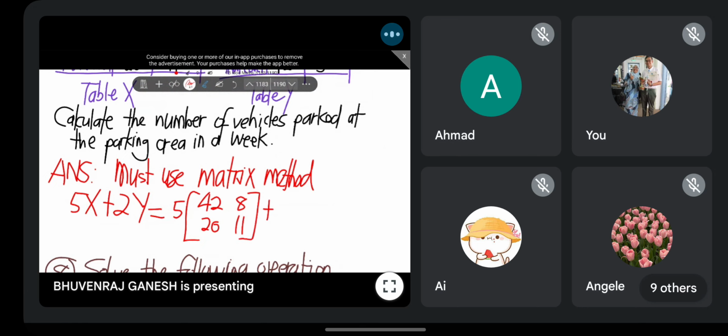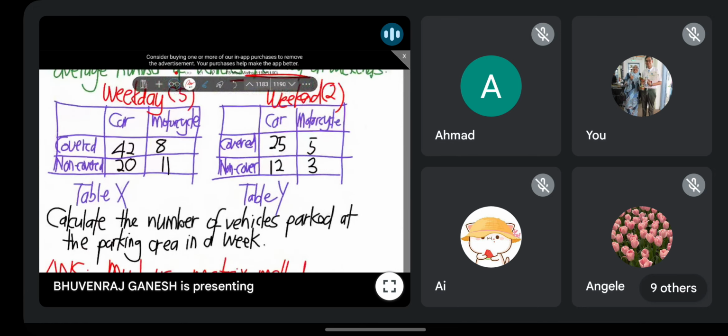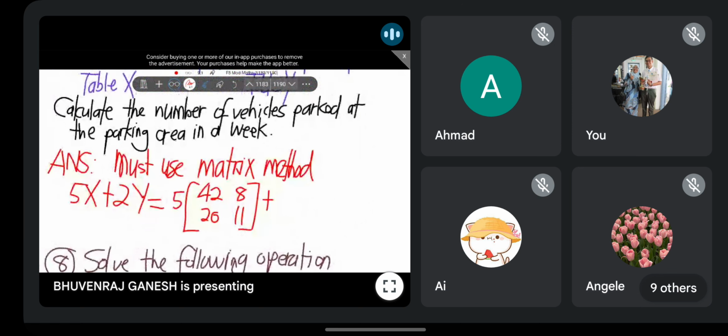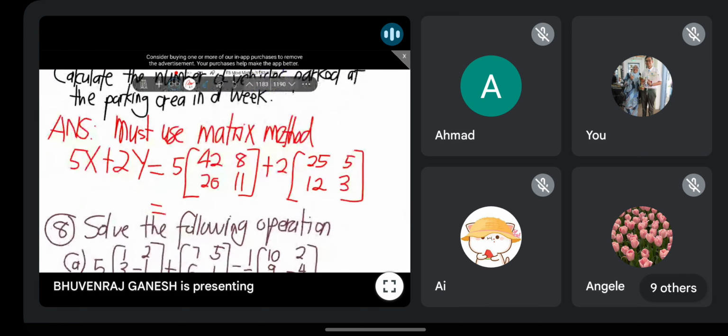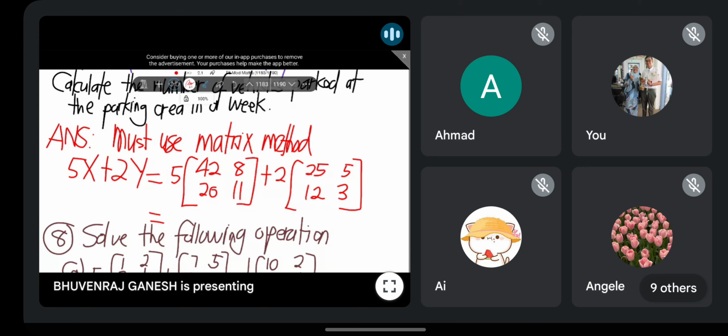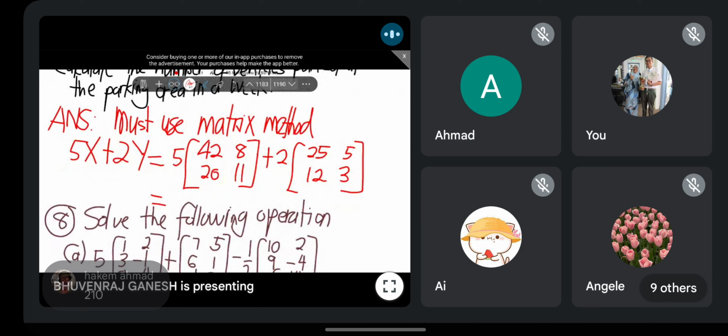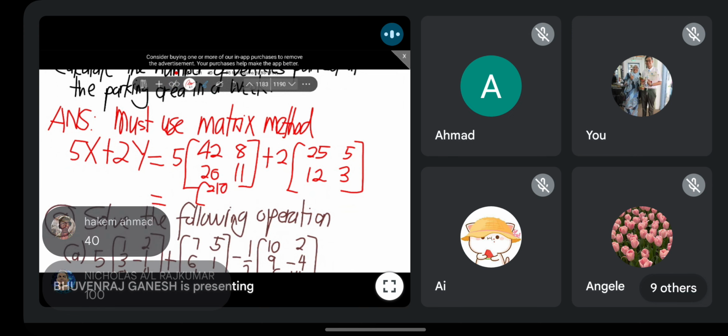11, plus, because we want to find the total. Then for the weekend we have 2, and then all the elements you just copy inside: 25, 12, 5, 3. So you should be able to solve this, right? Can anyone tell me what your final answer will be after you multiply everything? You can tell one by one if you like. Yes, 210. 40, correct. 100, correct. Last one.